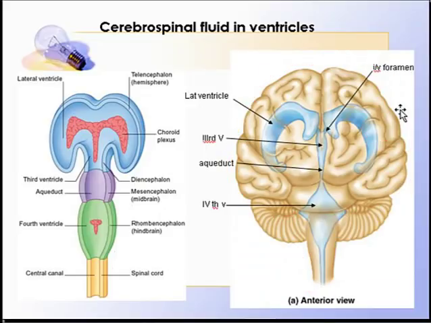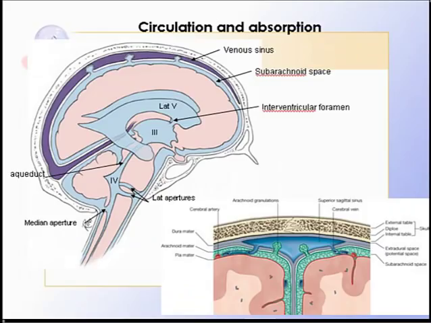So let's now look at the circulation and the absorption of the CSF. So we saw that it was produced in the ventricles. Here, if you're looking at a side view, you can see the two lateral ventricles. You can see how they are communicating with the third ventricle through the interventricular foramen. This third ventricle continues into the aqueduct. The aqueduct becomes the fourth ventricle. The fourth ventricle communicates with the central canal of the spinal cord, which is this one. So this is all inside the brain.